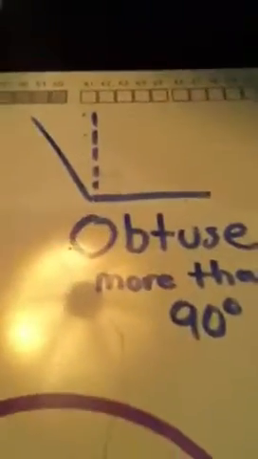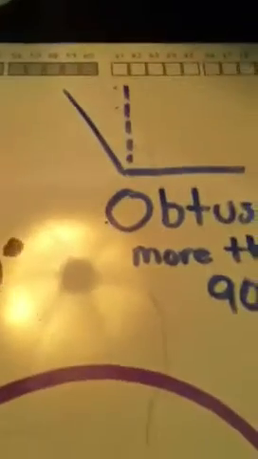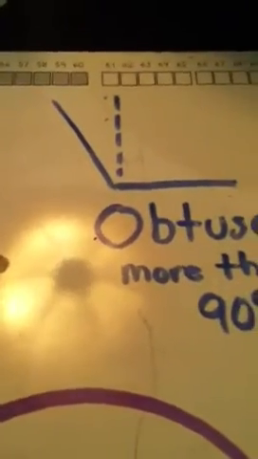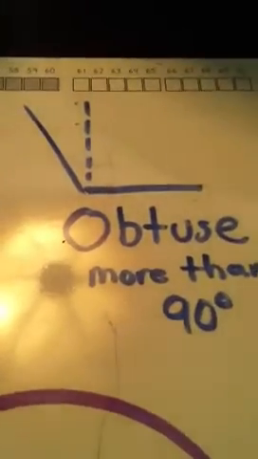Okay, third type is obtuse, and that's going to be more than 90. So again, you can see my right angle, the dotted line, and then the baseline. Obtuse is going to be greater than that. So anything on this side of that dotted line to the left, or if you drew the angle the opposite way, it's going to be obtuse, measuring more than 90 on your protractor.